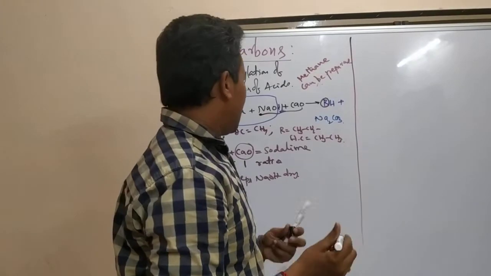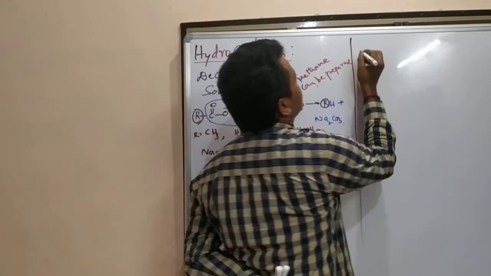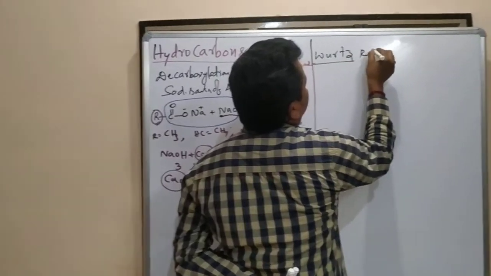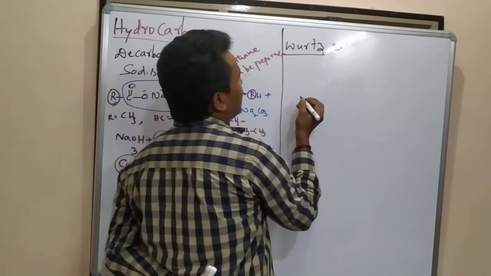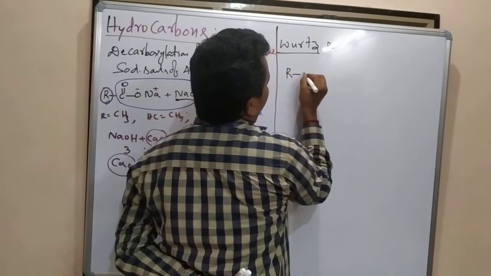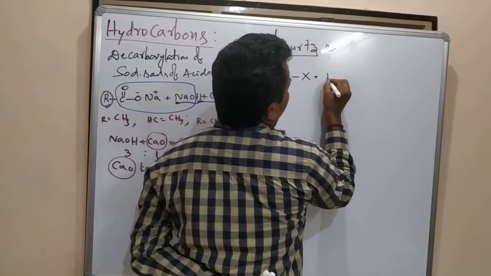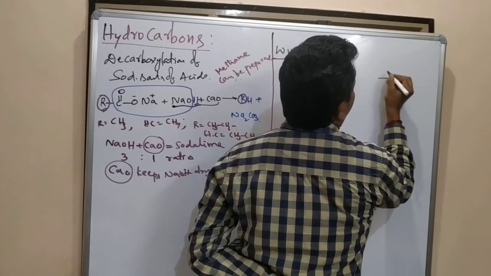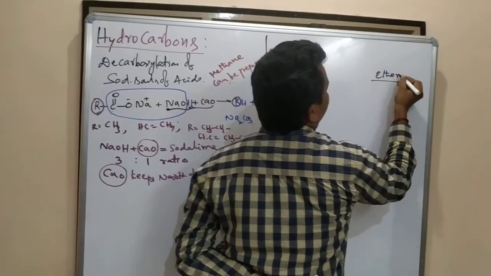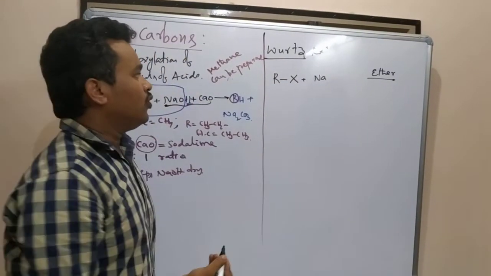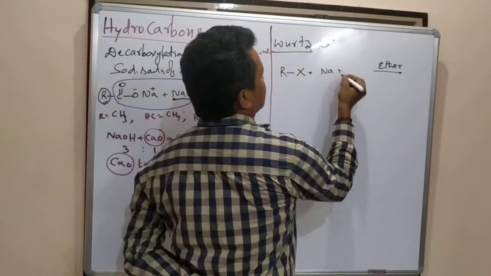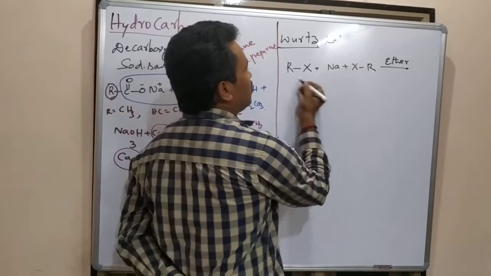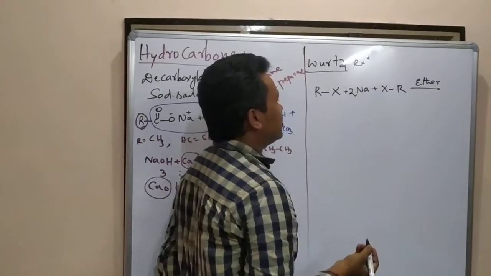In a similar way, another important one is the Wurtz reaction. In this reaction, we take an alkyl halide in the form of RX in the presence of sodium, with ether as a solvent. I am writing 2 times of this for convenience, so 2 sodiums are coming.